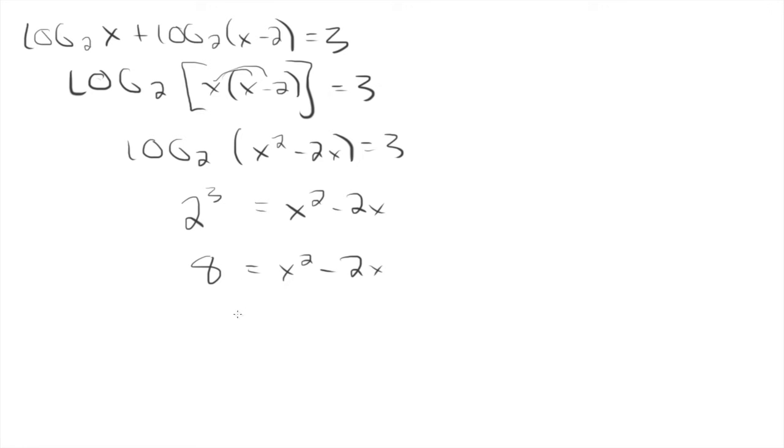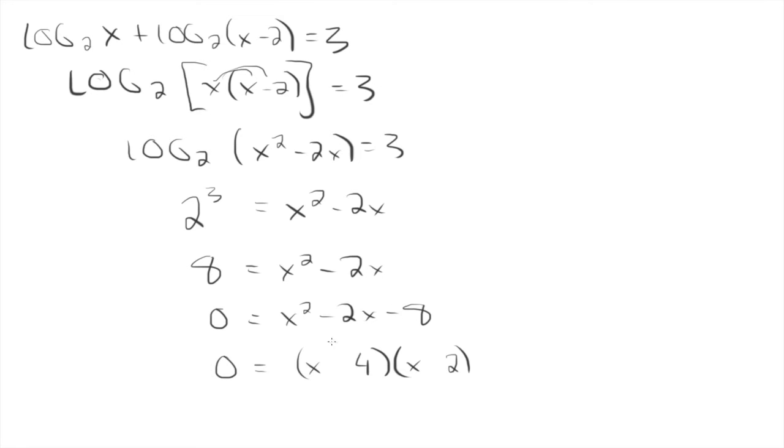To solve this quadratic equation, we've got to get all the values on one side and get 0 on the other side. So that'd be x squared minus 2x minus 8 equals 0. Basically I'm subtracting 8 from both sides. Now this is factorable. Looking for factors of 8 that have a difference of 2. That would be 4 and 2.